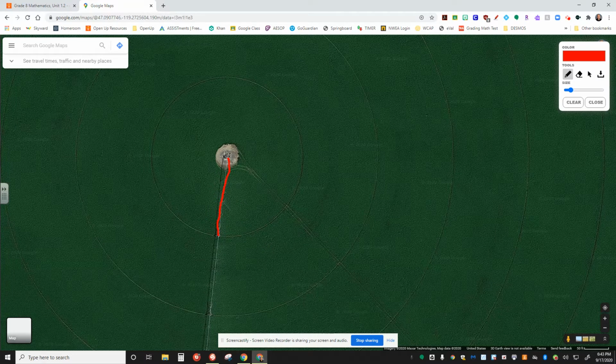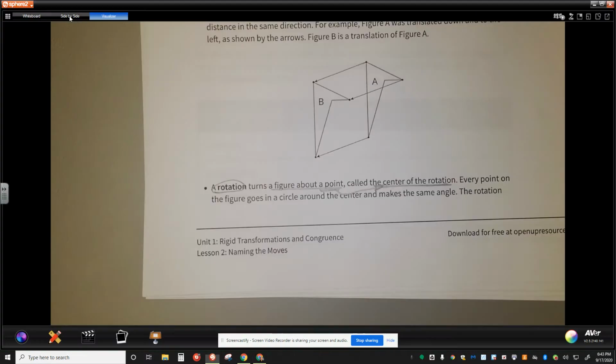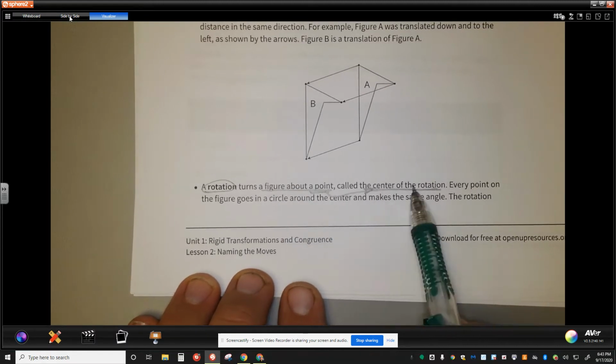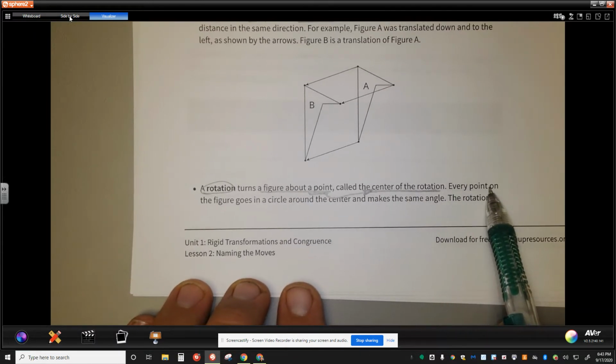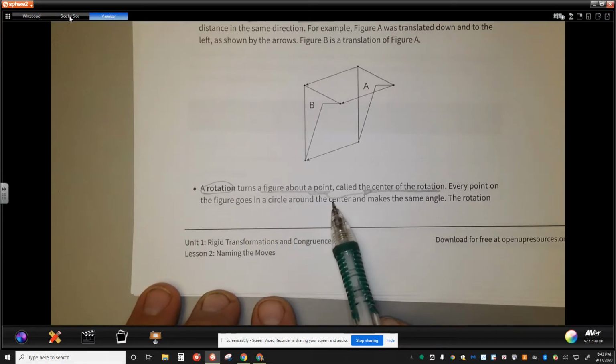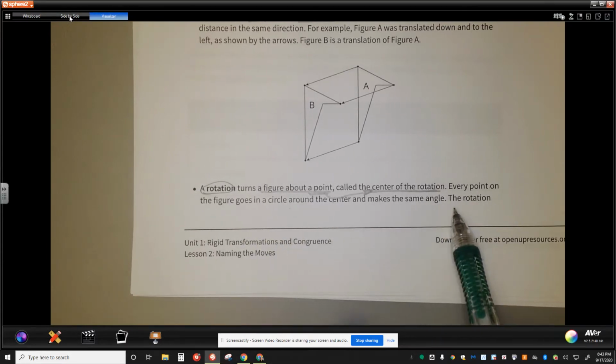This distance is always connected to what's called the center of rotation. I hope that offers a little bit of a real life scenario of how rotation fits into our lives, where a rotation turns a figure about a point and allows us to keep the center of rotation, and every point goes in a circle around that center and makes the same angle.